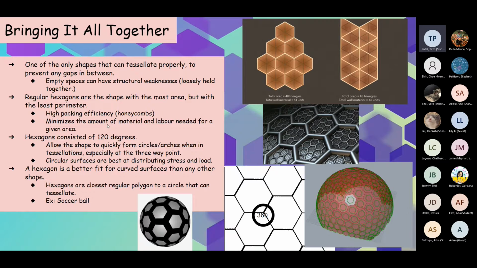Also, hexagons consist of 120-degree angles. This is important because when we put three hexagons together, which we can see at the bottom, it makes a 360-degree angle, which is a circular point. And so when we have it in an arch type of position, it is best at distributing stress and load in a structure. Also, a hexagon is the best fit for curved surfaces due to what I said before, and it is also the closest regular polygon to a circle that can tessellate due to these same reasons.